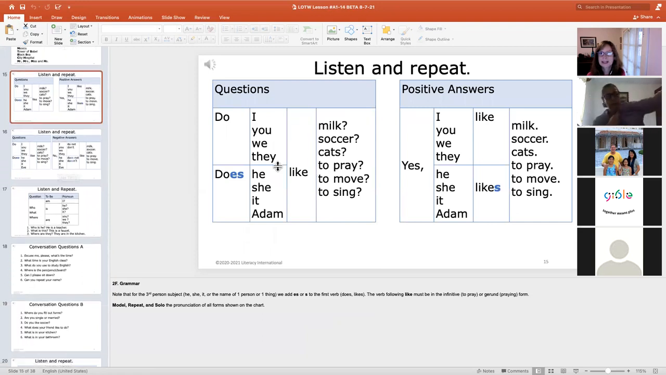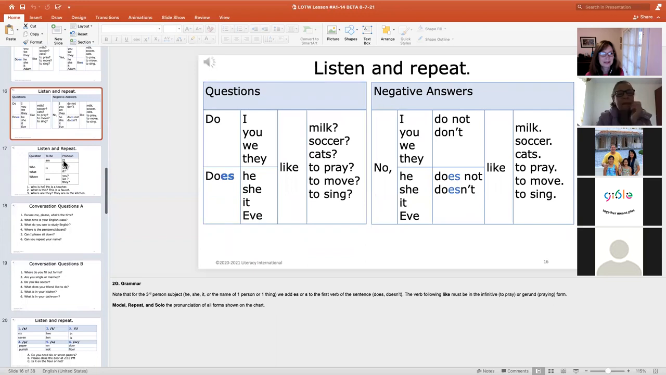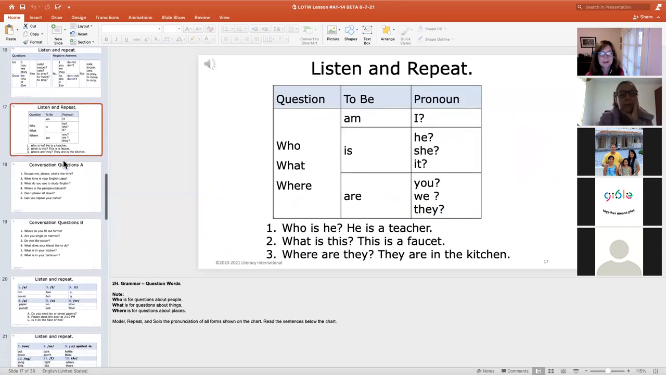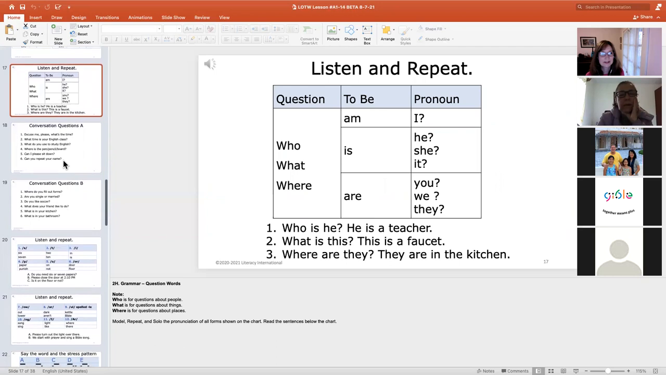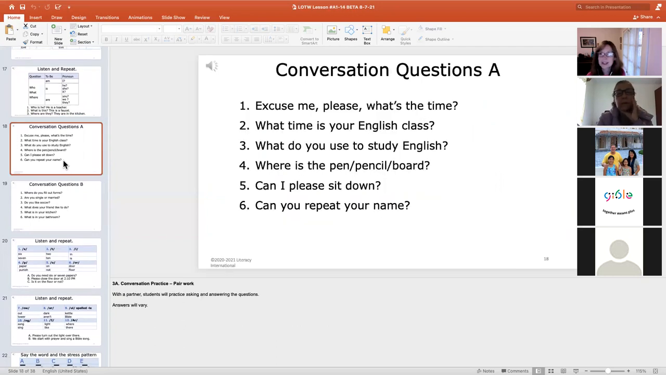We're also going to go through present tense, do and does. This is always really hard for English learners, putting that S at the end if the subject is he, she, or it. We say "does he" instead of "do he," and "he likes" instead of "he like." And then we also look at those negatives, a little more repetition with some question words, and then we get into the conversation section.